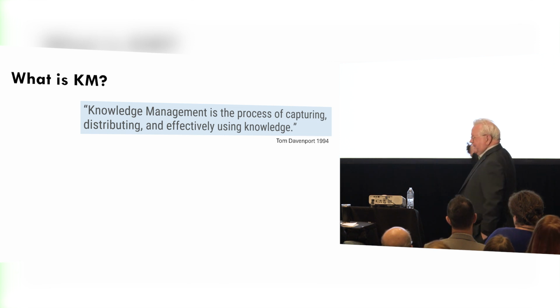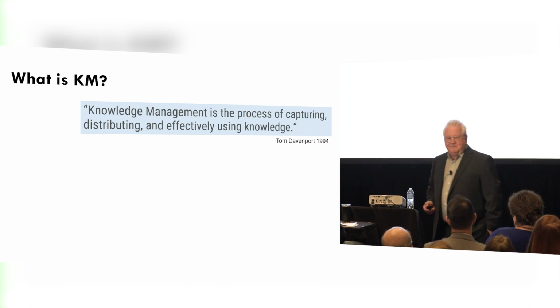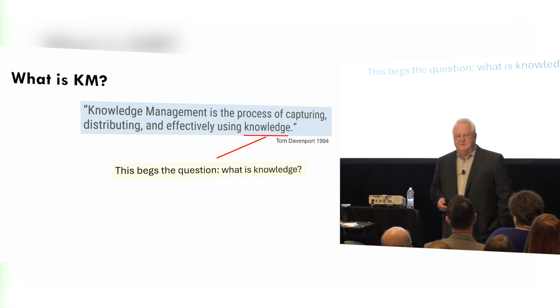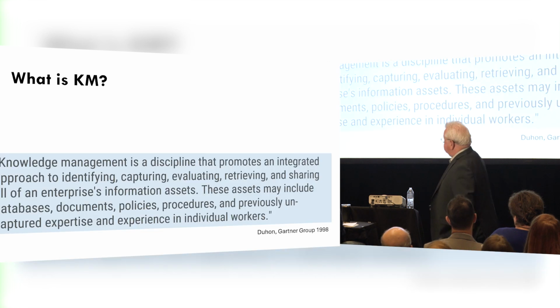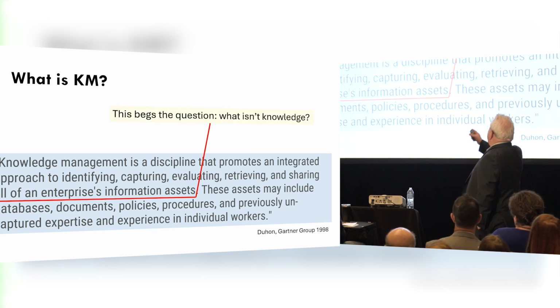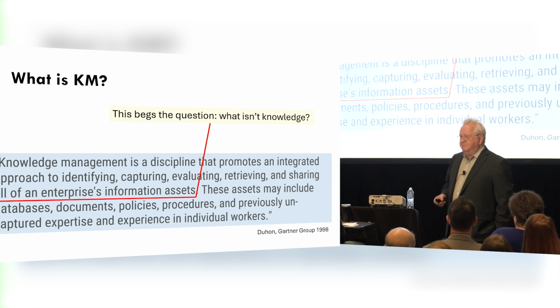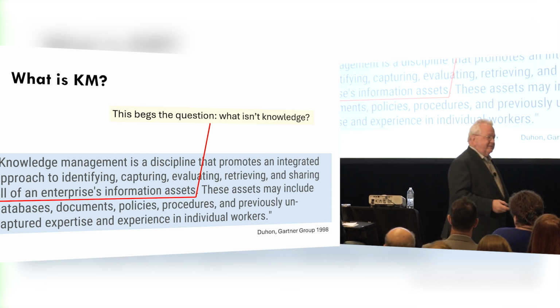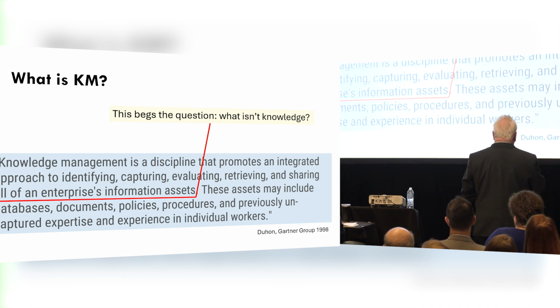But here's the classic knowledge management definition. Other than being tautological, it also kind of begs the question, okay, so what is knowledge then? And then we get the Gartner group checking in again with blah, blah, blah. But here we have a different problem. It's all of an enterprise's information assets. Well, now you start going, well, what isn't knowledge? These 2 definitions are not helpful at all. Neither of them gets you even close.